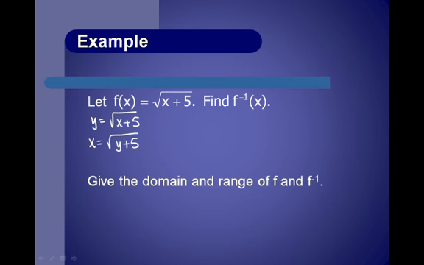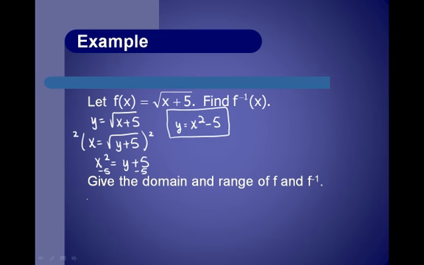Well, we're trying to get the y out from under the square root, so what we're going to do is square both sides. So we get x squared equals y plus 5. And then to get y by itself, we're going to subtract 5 from both sides. So y is equal to x squared minus 5. And then our last step is replace the y with f inverse, so we get f inverse is equal to x squared minus 5.